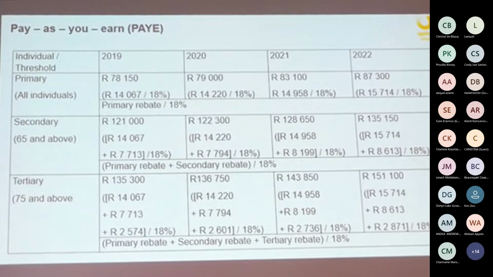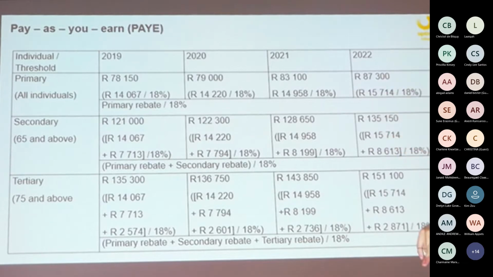This is what's interesting. If you earn 87,300 rand or anything below that, you pay no tax. If you are older than 65 but younger than 75, you can earn 135,150 rand, no tax. If you are 75 and above, you can earn 151,100, tax-free. How do they get to this?